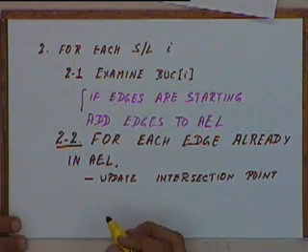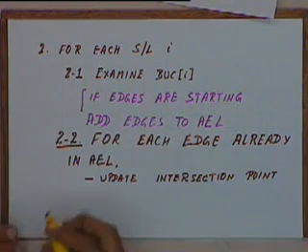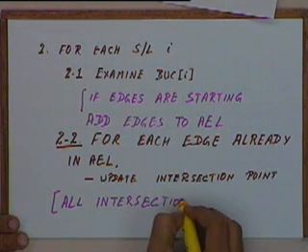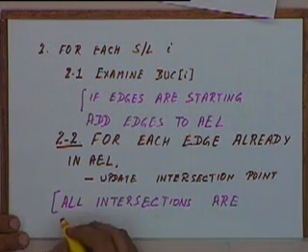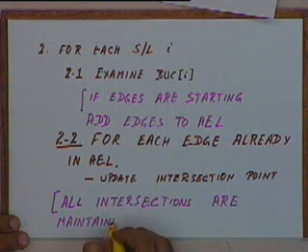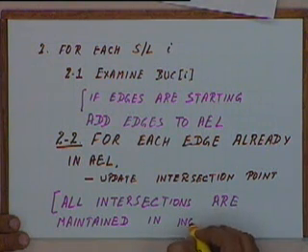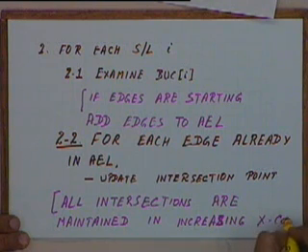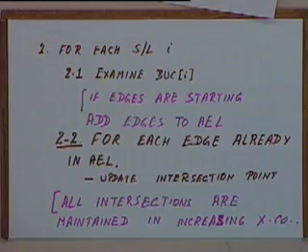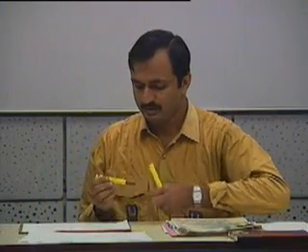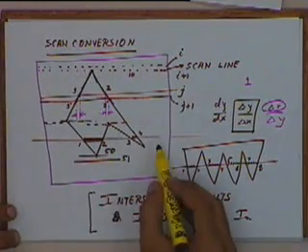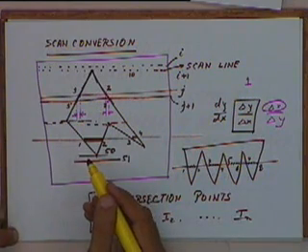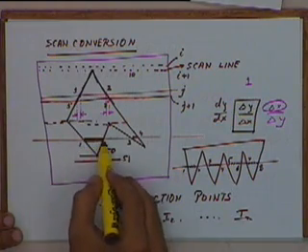Okay. Now, while we are doing this, we should take care that all intersections are maintained in an increasing x coordinate or remain sorted as per x. Okay. If we have intersection points 1, 2, 3, 4, we should always maintain them in the increasing x order. Okay, because we have seen that alternate sets of pixels are going to be on and alternate sets would be off. Okay, so we should take care that these intersections are maintained in an increasing order of x.